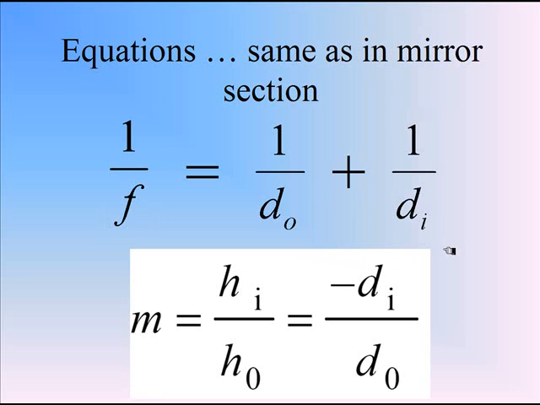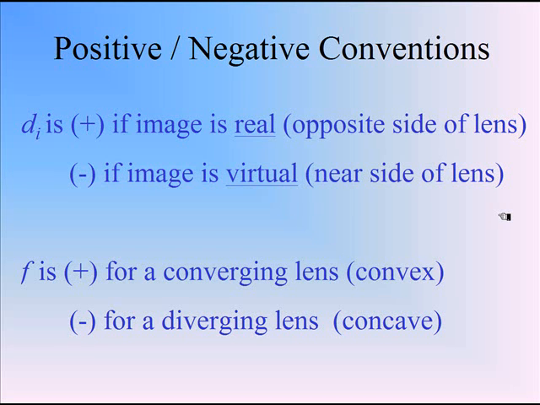The equations that we use for lenses are exactly the same as the equations we use for mirrors. We just have to be careful with the sign notation, and that is that di, the distance for the image, is positive if the image is real. Di is negative if the image is virtual. And of course, in the case of diverging lenses, all of the images are virtual.